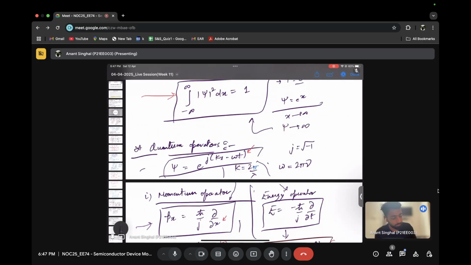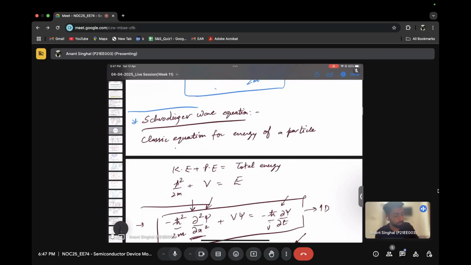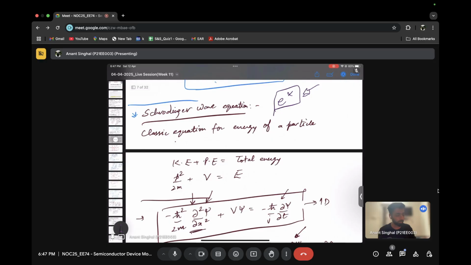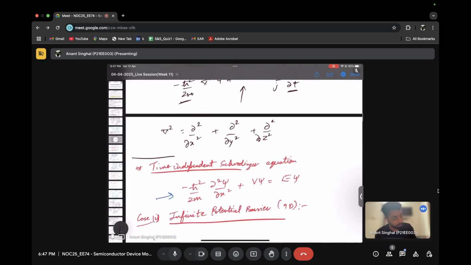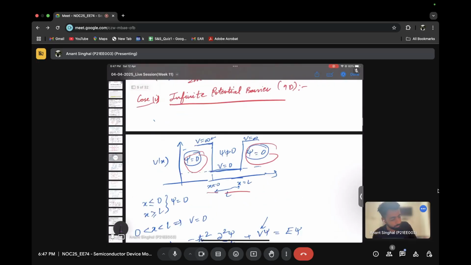Then the operators. We saw what a momentum operator is, what an energy operator is, what a kinetic energy operator is and all. And we covered some of the problems. We saw that this thing cannot be a wave function because it will blow up. That is, it will be infinite at infinity. That is what we do not want, because we want a normalized Schrodinger wave. Then we did the derivation for a 1D infinite potential barrier, also known as the 1D infinite potential well.